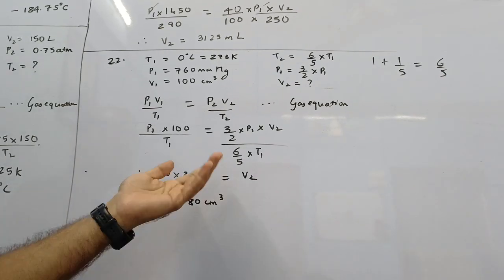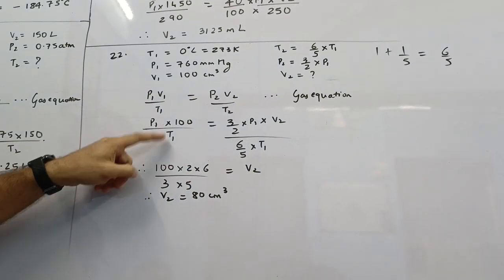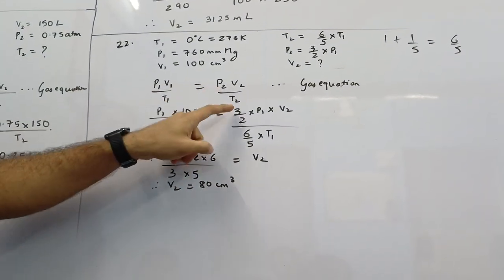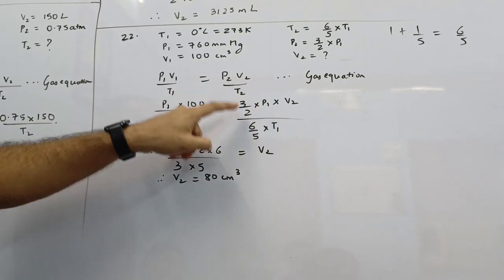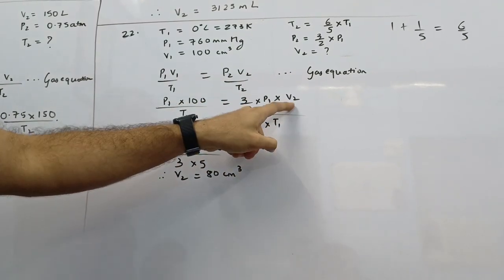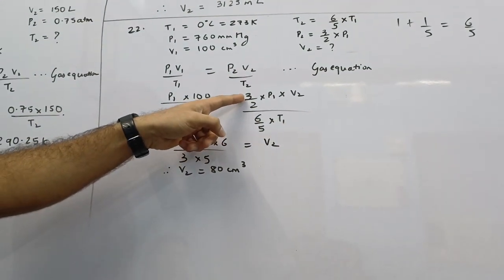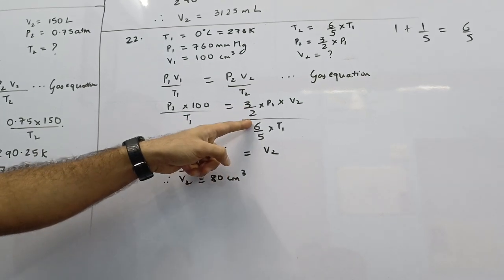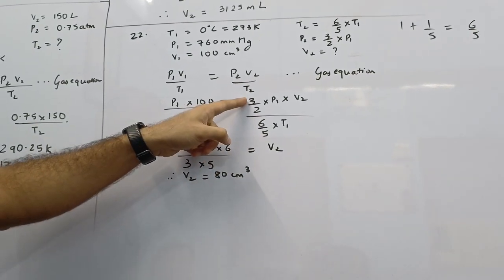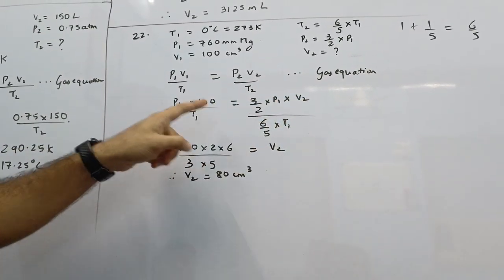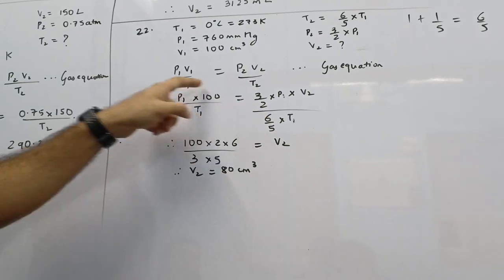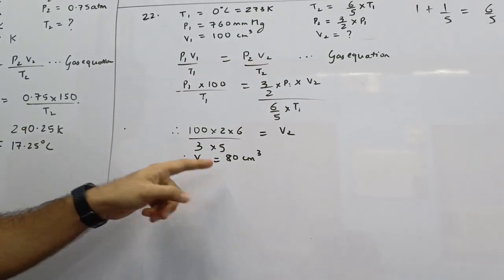that's not the case here. And now let's substitute. P1, T1, V1 is given, P2 is 3/2 P1, T2 is 6/5 T1, V2 is asked. Be careful, the numerator's denominator goes to the denominator and the denominator's denominator goes to the numerator. I want V2 alone, T1 cancelled, P1 cancelled, this goes up and this goes down, and in the end I get this answer.